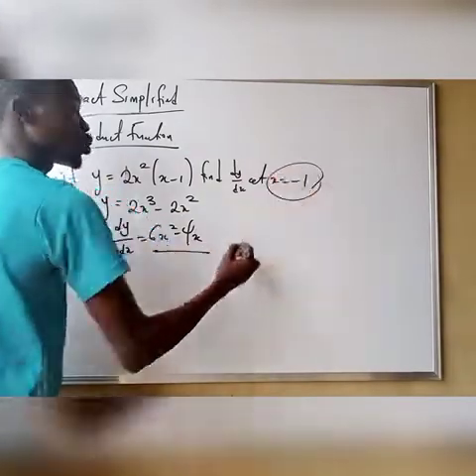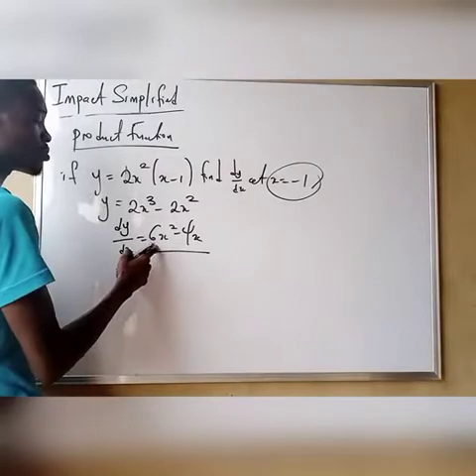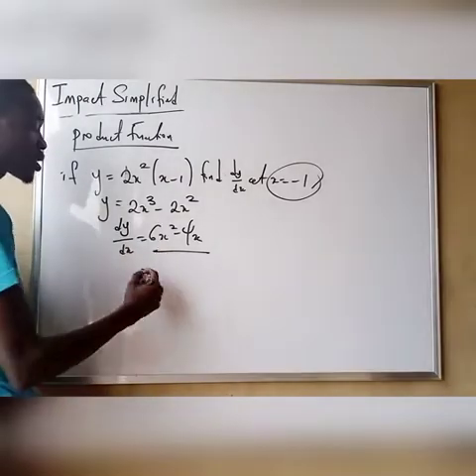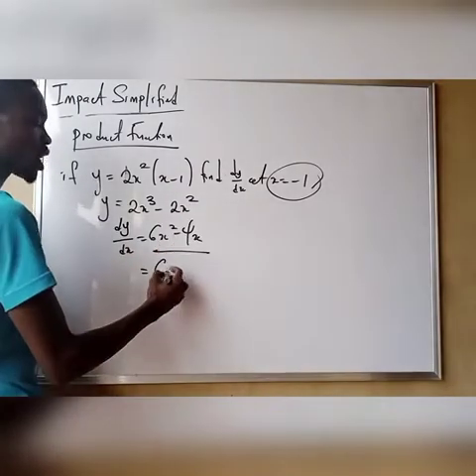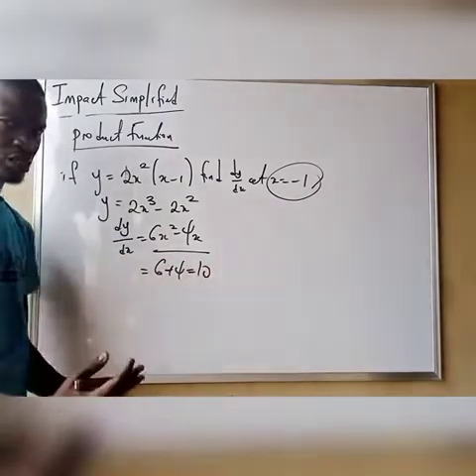They now said at x is equals to minus 1. So put your x as minus 1. What is minus 1 squared? That will give us 1. 1 times 6 will give us 6. Minus 4 times minus 1 will give us plus 4. And what is 6 plus 4? We have it as 10. Do you get that? It's simple.